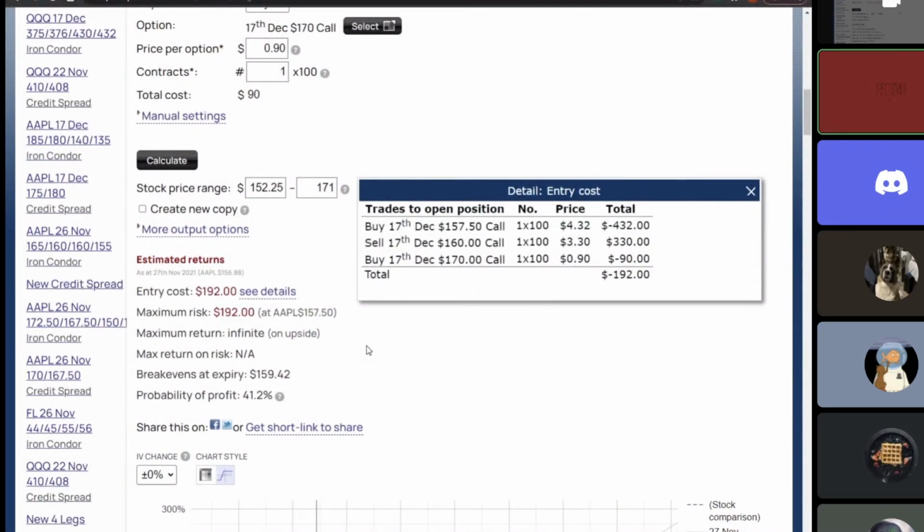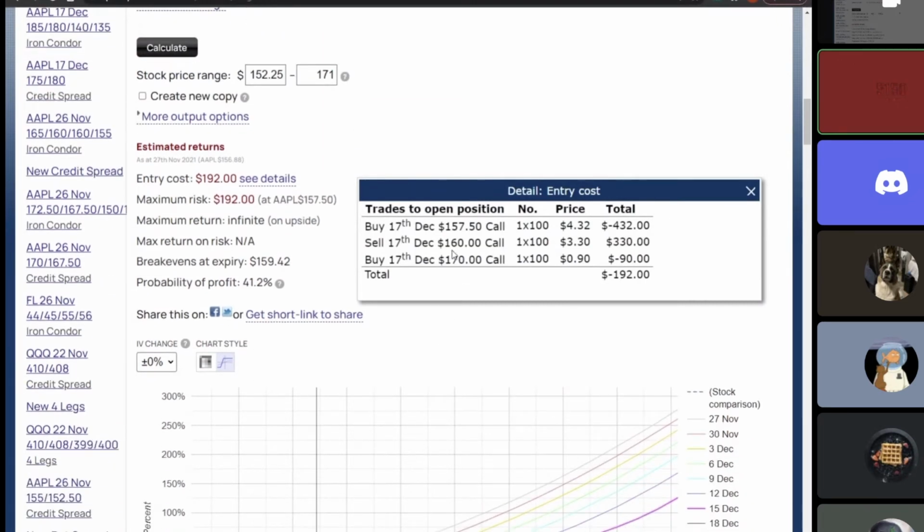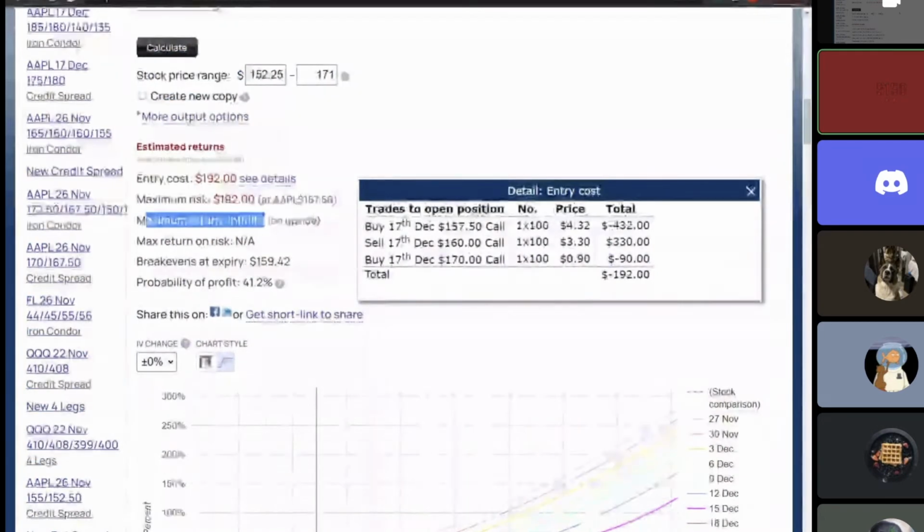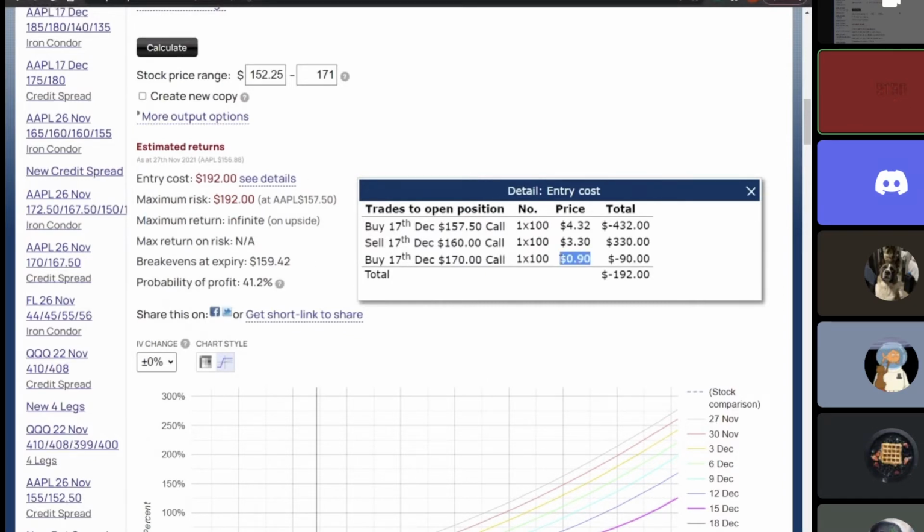But let's say it goes to 170 by then. I'm collecting all of this right here, just like a lotto would be. But I'm protected because I sold an option to get that dollar. So this dollar right here is free to me for the most part.